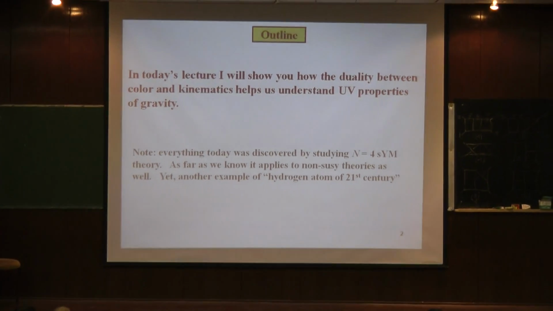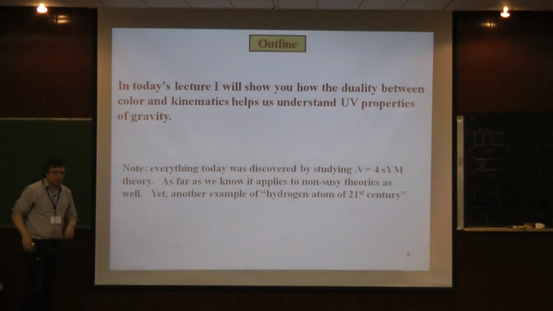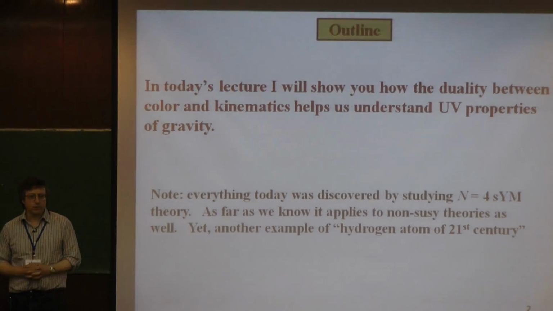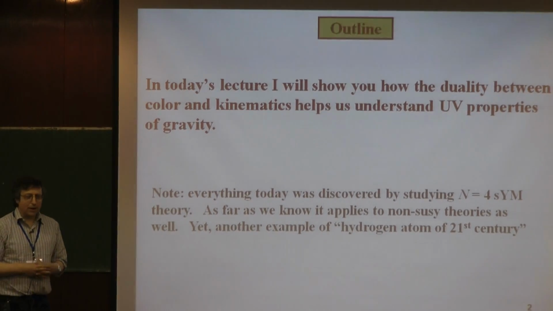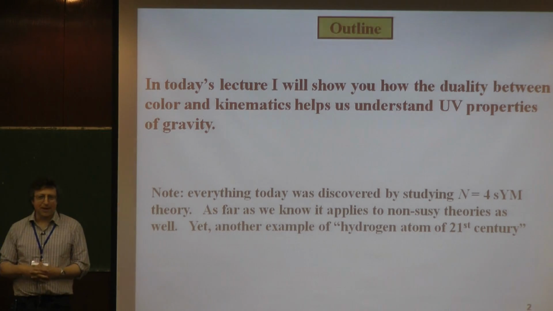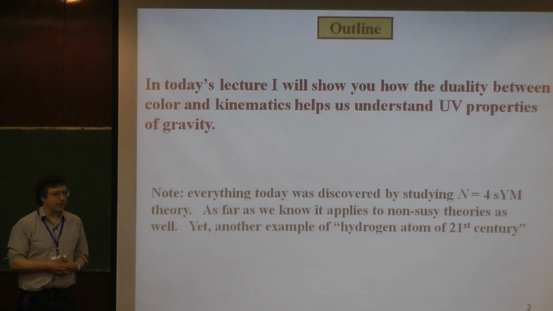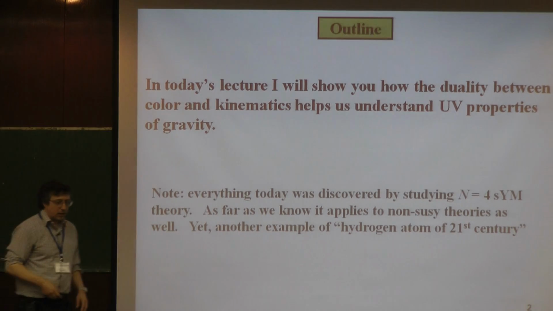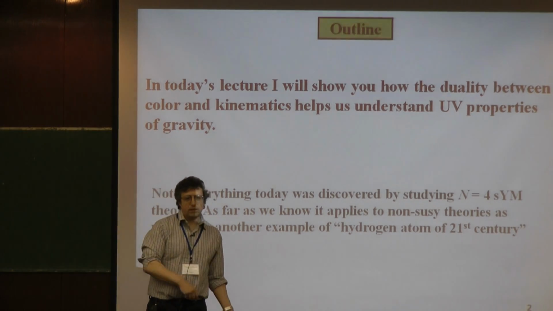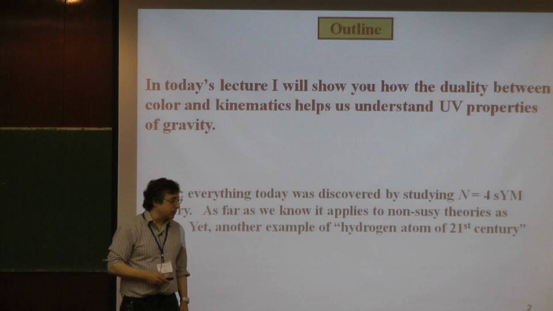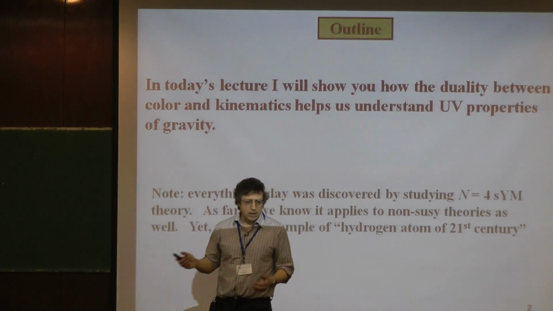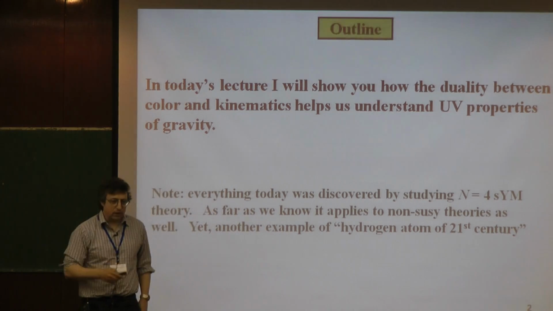Well, okay, never mind. In fact, everything that I'll be talking about today was discovered in n = 4 Super-Yang-Mills theory. And you can take this as another example of why people say n = 4 Super-Yang-Mills theory is the hydrogen atom of the 21st century. You can learn things about gauge theory and about gravity in n = 4 Super-Yang-Mills theory that you can then carry over to other theories. Here, I'll just be talking about n = 4 Super-Yang-Mills theory, but the same basic ideas can carry over to other theories.